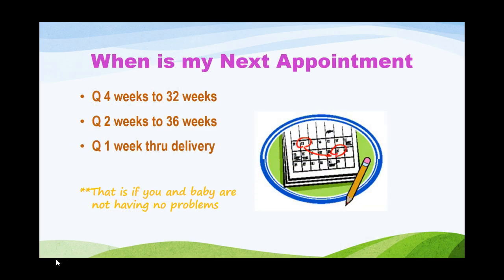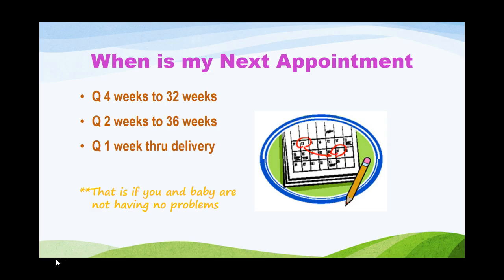So, when do we see these people for their prenatal appointments? Well, this is kind of a breakdown of how it goes typically if you're not having problems. So when's my next appointment? Well, all pregnant people have an every 4-week appointment until they are 32 weeks pregnant.